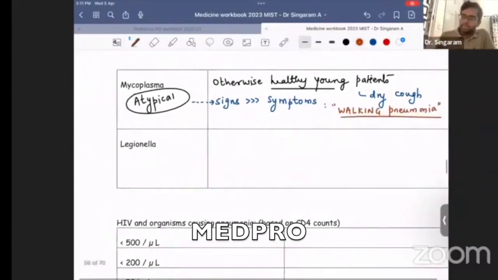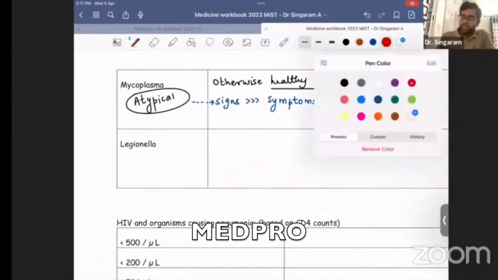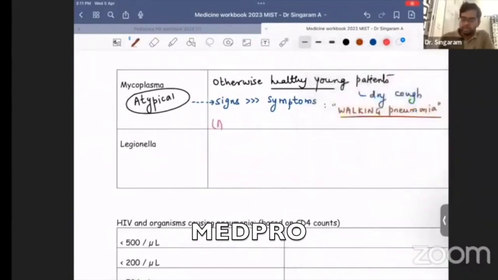Clear? And only one more thing, it is not related to pneumonia per se, but can be given as clues in your exam. What is that? The association of this condition is with hemolysis. It can be associated with hemolysis. That is the important thing.